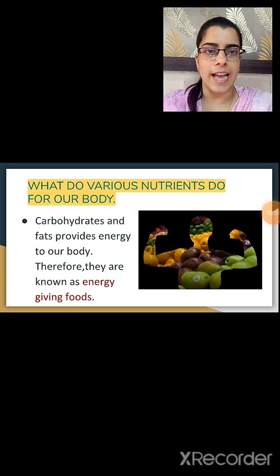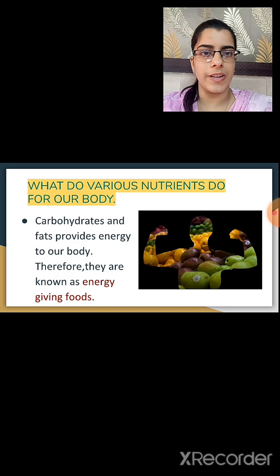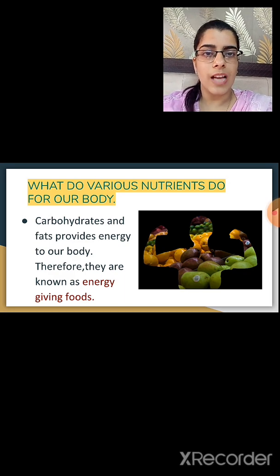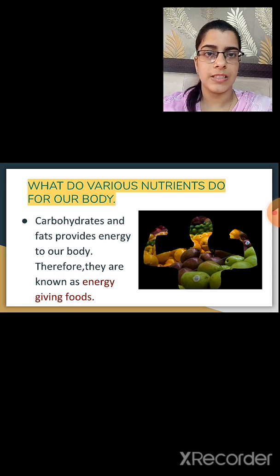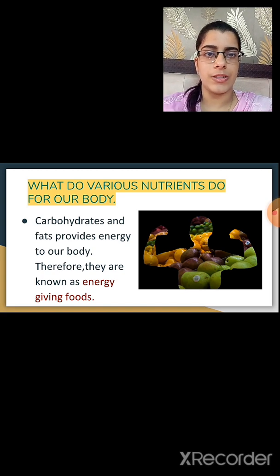We have studied that our food contains different nutrients. But what do the various nutrients do for our body? What are the different roles that the nutrients play in our body? Why are the nutrients essential? So let's study the different roles of the nutrients in our body.